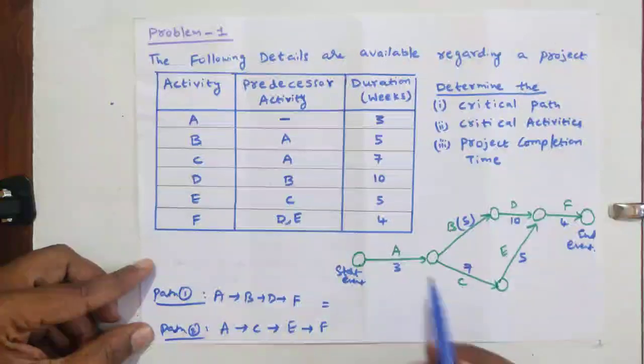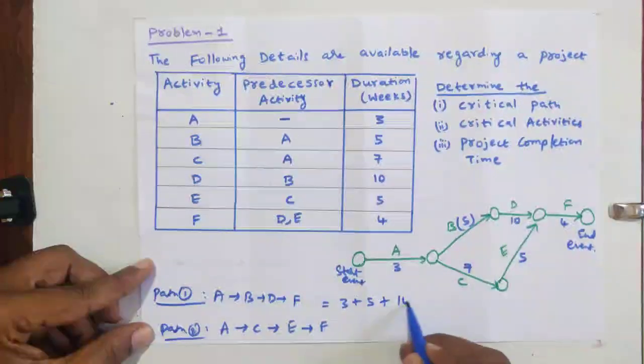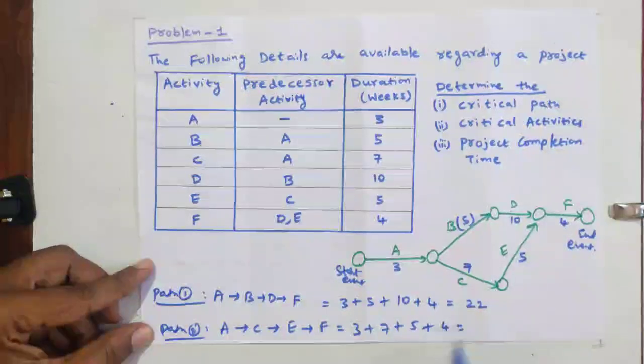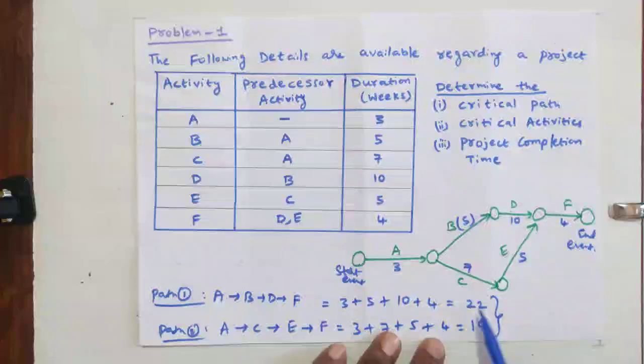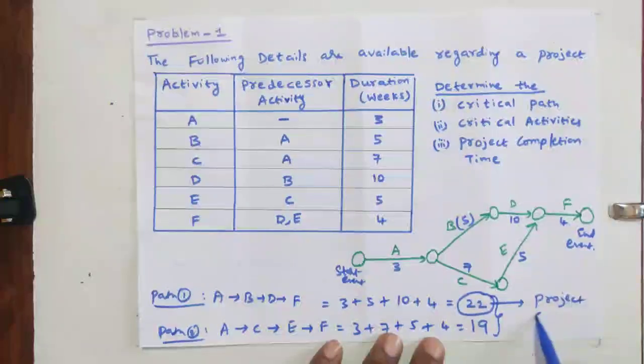In path 1, the duration is 3 plus 5 plus 10 plus 4. If you do the summation, we get 22. Similarly, path 2 duration is 3 plus 7 plus 5 plus 4, which is 7 plus 3, 10, plus 9, 19. If you compare these two, which is maximum? 22 is a higher number than 19. So we decide that this 22 is the project completion time.